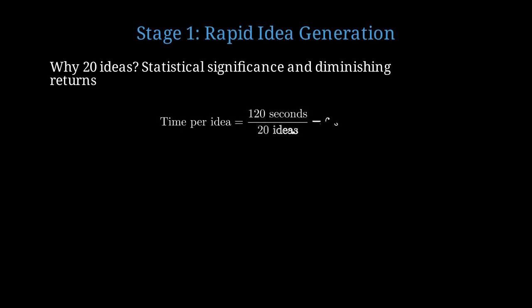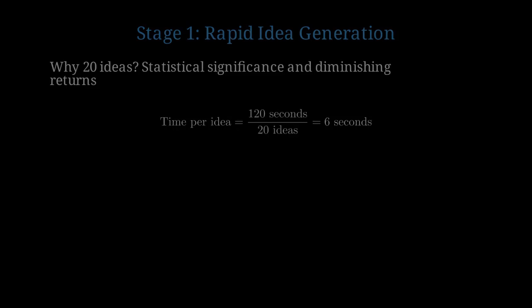Let's do a back-of-the-envelope calculation. If we have 2 minutes total, that's 120 seconds. Divided by 20 ideas gives us 6 seconds per idea. This rapid pace prevents overthinking and accesses more intuitive creative processes.